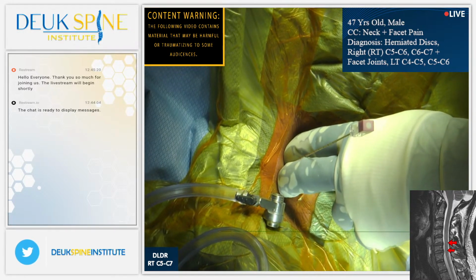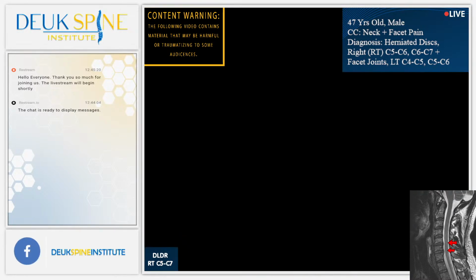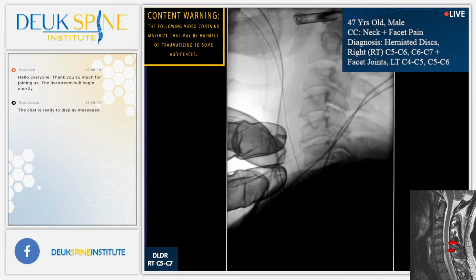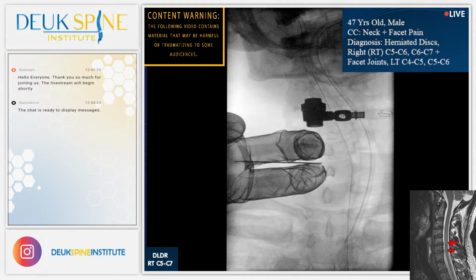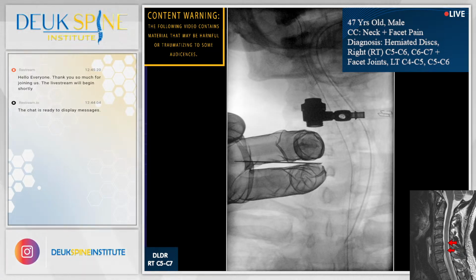The goal here is to start right over the disc that you want to start in and start in the midline. And we're not quite in the midline. I need to push over a little more. Shot. Now we're in the midline. Go back to a lateral.